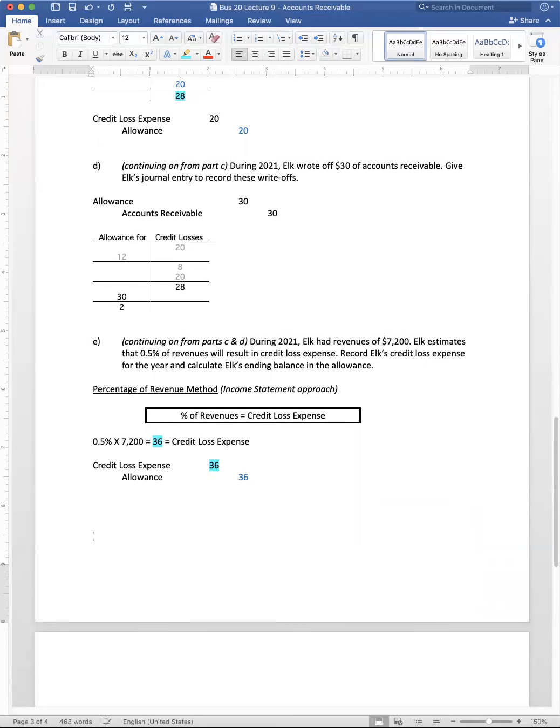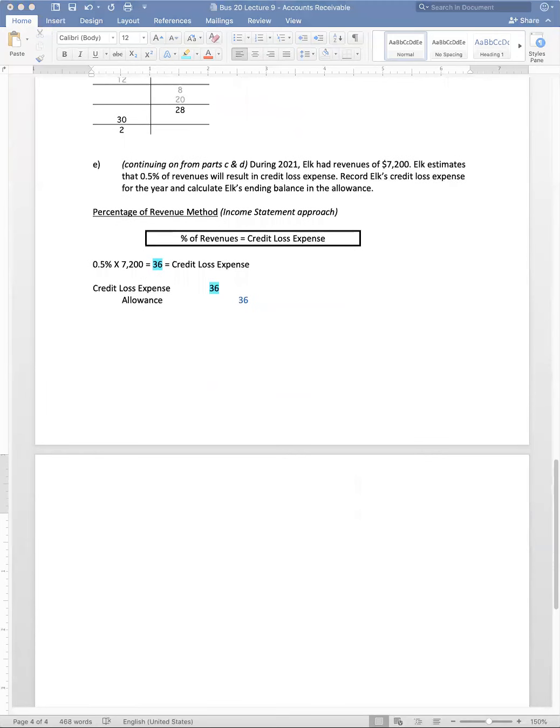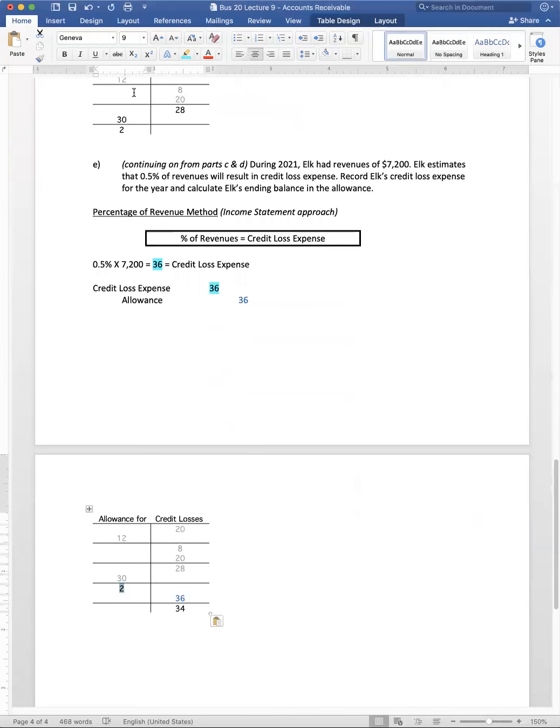So if I look in my T account, we keep building on the same T account here. We had $2 left over. That's what we saw at the end of the previous question. And now we're saying that we are going to credit the allowance for 36. And here we see that $36 credit. So that means our total allowance is 34.